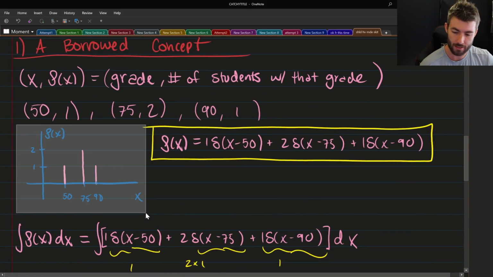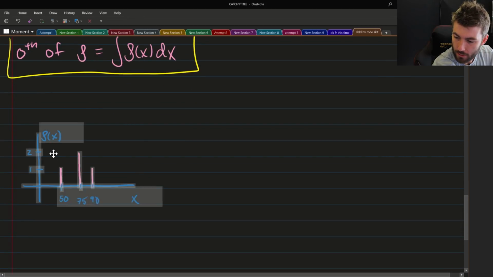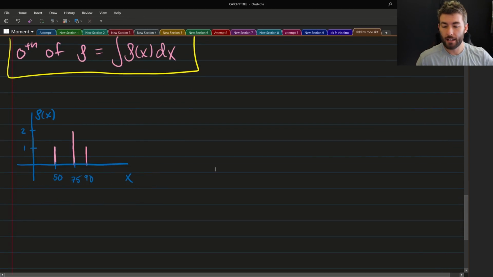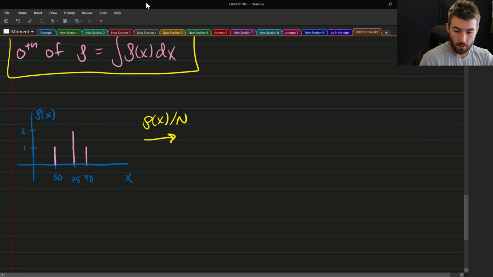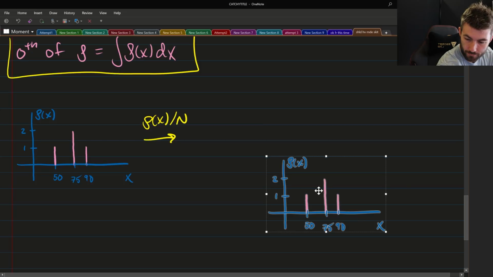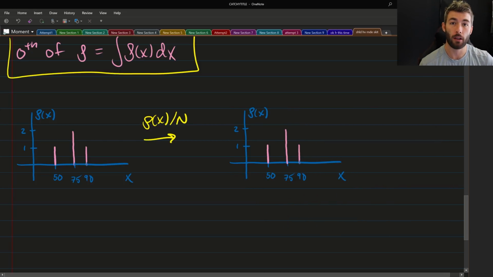Like what if we took this, I'm going to just copy and paste, and I'm going to draw out another distribution where I'm just going to take the original one and divide by n. Then, if I just copy and paste again, all I'm saying here in this yellow arrow is that we're taking the y values and dividing by n, or dividing by 4. So this 1 and 2 becomes a 1/4 and a 2/4 respectively. 1/4 and 2/4.